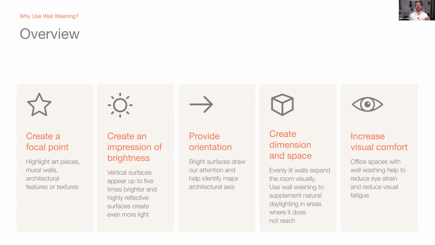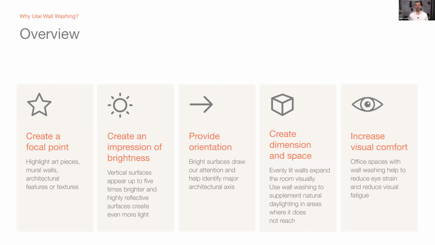It can also really create an impression of brightness. The human eye takes in light, especially light that's right in front of us, and perceives that to be much brighter than the equivalent amount of light that's going down onto the floor. So the same amount of light, in other words, on a vertical surface can appear up to 5 times brighter than a standard downlight. That really efficient use of lighting onto a vertical surface can make a space feel a lot brighter and more open and inviting.